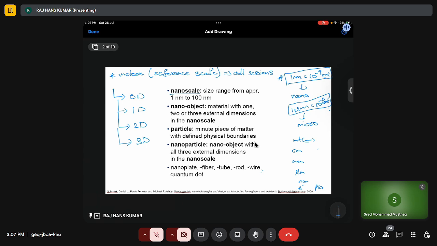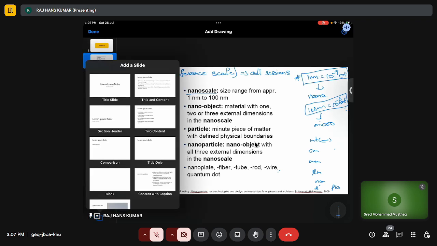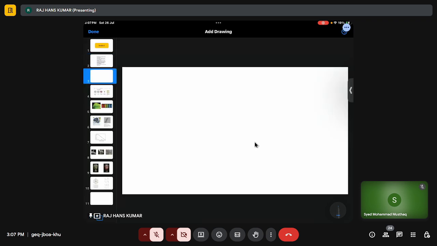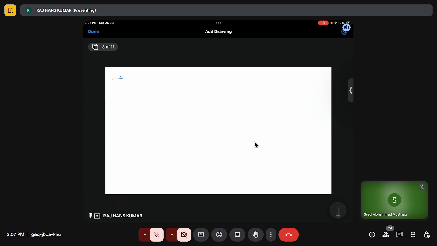So 0D, 1D, 2D, and 3D. Now again, we have one more slide. See, what do I mean by zero-dimensional? So this is one thing. One-dimensional nanomaterials, two-dimensional nanomaterials, and three-dimensional nanomaterials. We know every shape is in 3 dimensions, so for basic understanding, let's not move on to the higher dimensions. Let's stick to up to 3 dimensions, like the length, breadth, and height.